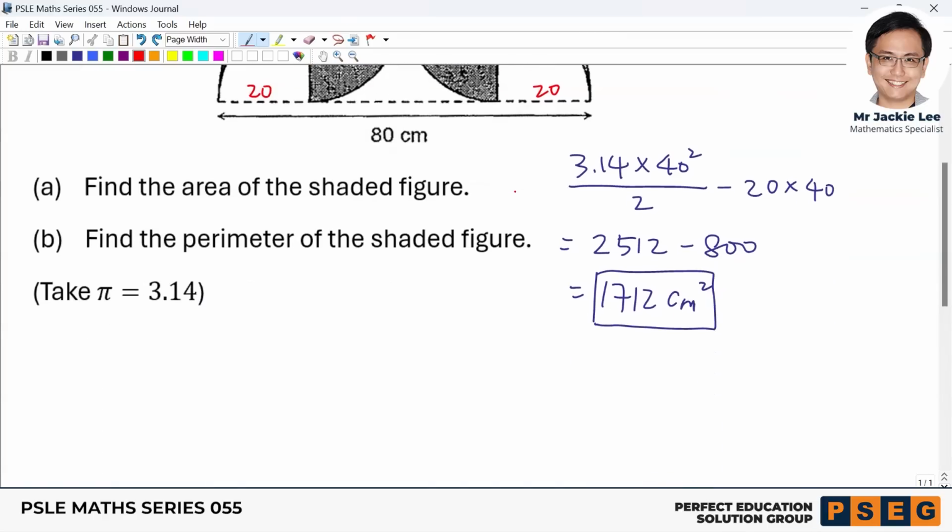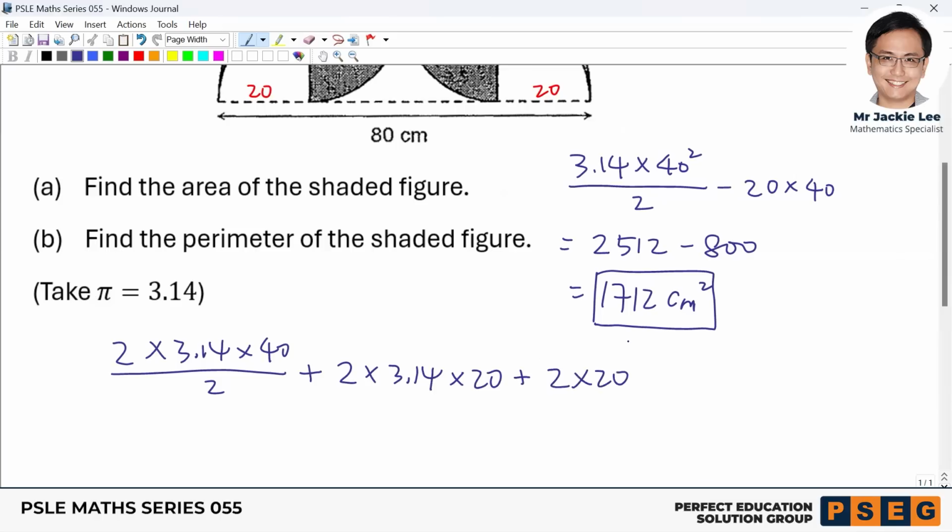So we have 2 pi r, right? 2 pi r for the semicircle, radius is 40, divided by 2, plus, like what I mentioned to you, the 4 quarter circles combined together form back the full circle, which is 2 times 3.14, but radius is only 20 for this one. And then rectangle, for the two sides will be 2 times 20, like this, all right?